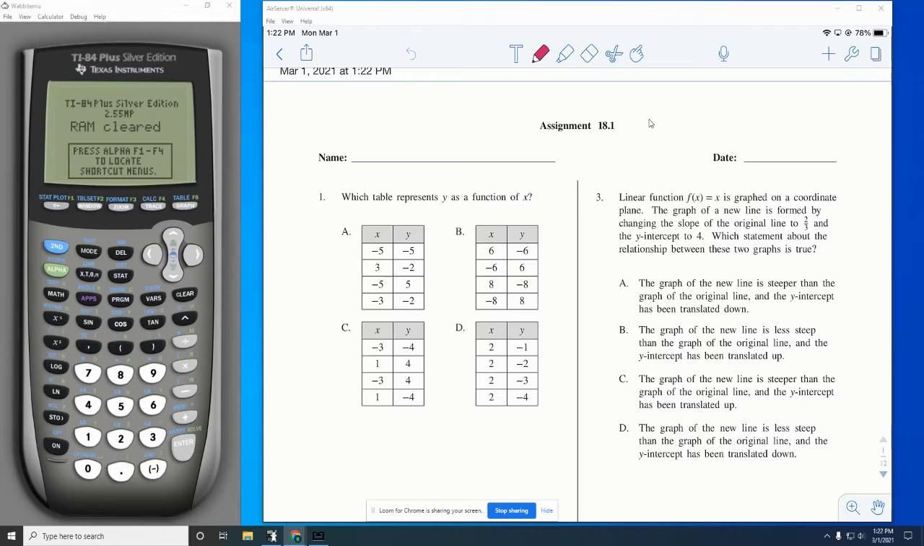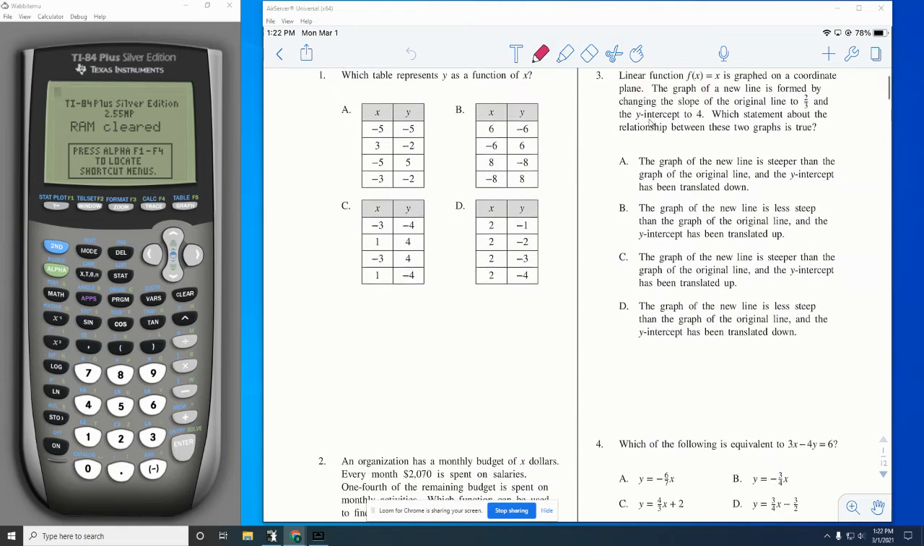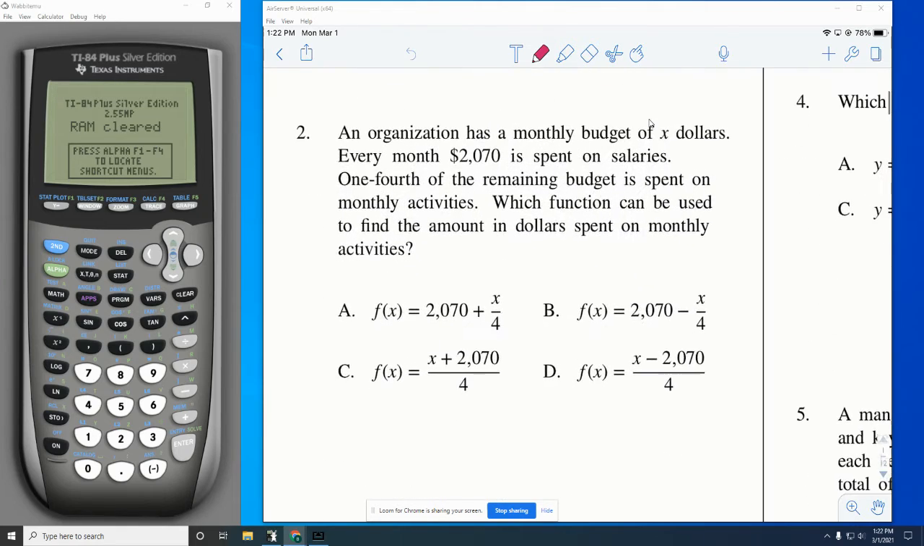This video covers assignment 18.1. We're only going to work a certain percentage of problems here, and then you're going to use the rest of class to fill in the other problems. So the first one we're going to work is number 2.